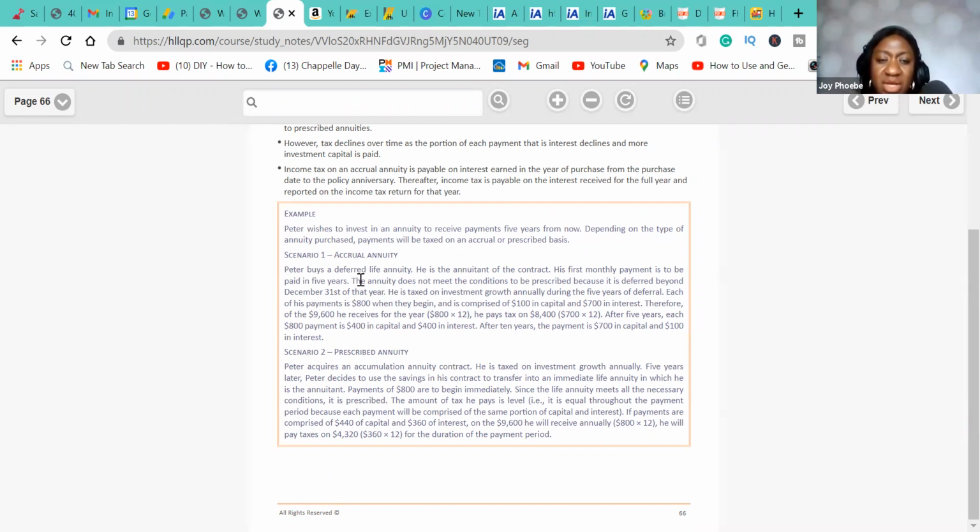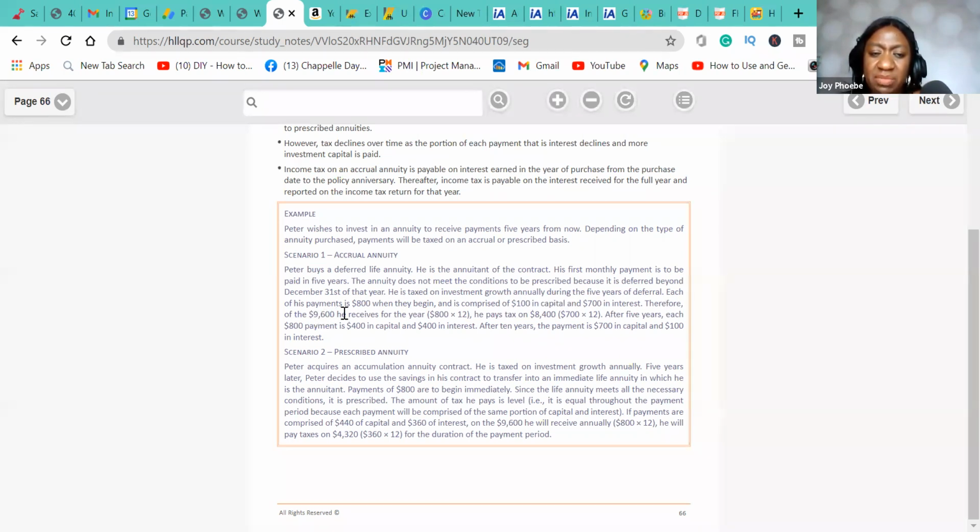Scenario one, which is the accrual annuity basis. Peter buys a deferred life annuity. He is the annuitant of the contract. His first monthly payment is to begin 5 years from now. The annuity does not meet the condition to be prescribed because it is deferred beyond December 31st of that year. So he is taxed on his investment growth annually during the 5 years of the deferral.